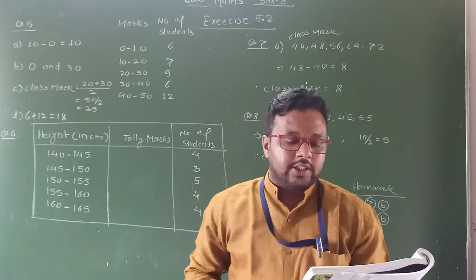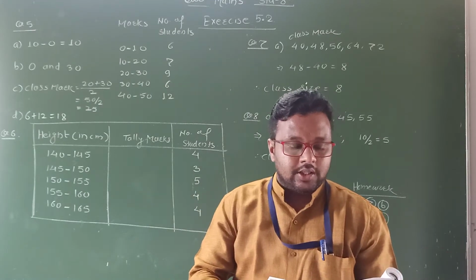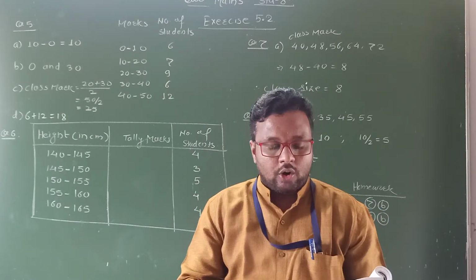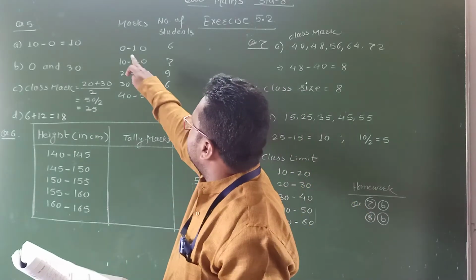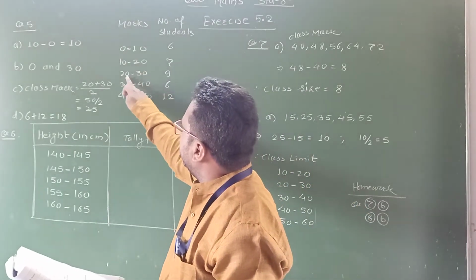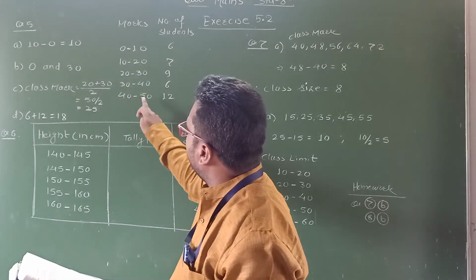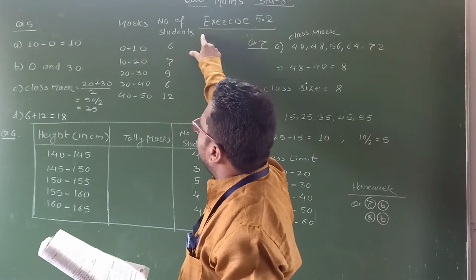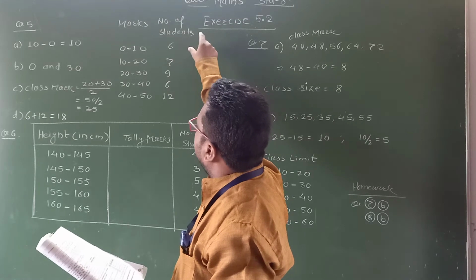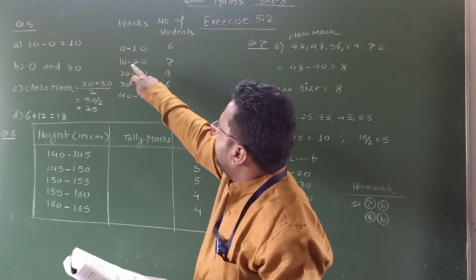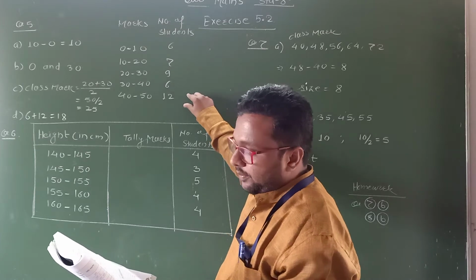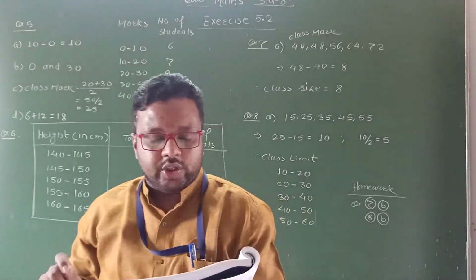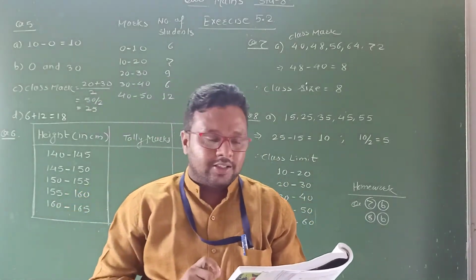Following is the frequency distribution table for the marks obtained by 40 students in a class test. Marks are given from 0 to 10, 10 to 20, 20 to 30, 30 to 40, 40 to 50, and the number of students is given here: 6 for 0 to 10, then 7 for 10 to 20, then 9, 6 and 12. For this frequency distribution table, we have to answer the questions.